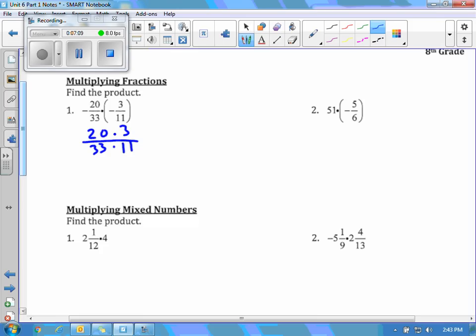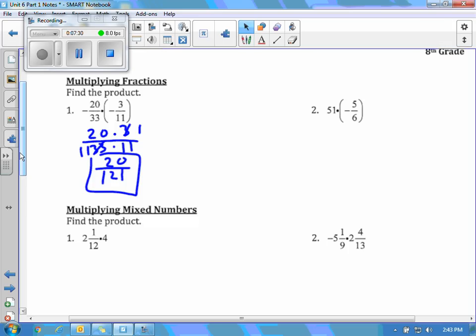The reason why I haven't multiplied them yet is I'm going to see if there's anything I can reduce. So I know 3 and 33 can both be divided by 3. So I can cross that out and make that a 1, and cross that out and make it 11. So now I'm just multiplying smaller numbers. So 20 times 1 is 20, 11 times 11 is 121, and I'm done there, and I know it's positive. Number 2, I'm going to leave for you guys. Remember, I have 51. That means 51 over 1. Going to multiply.